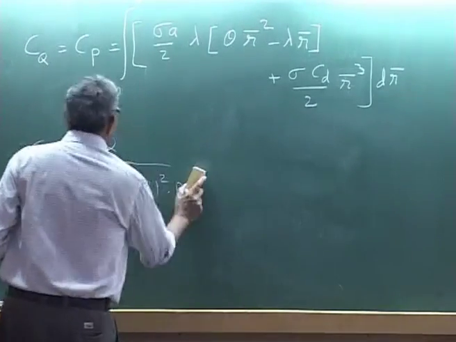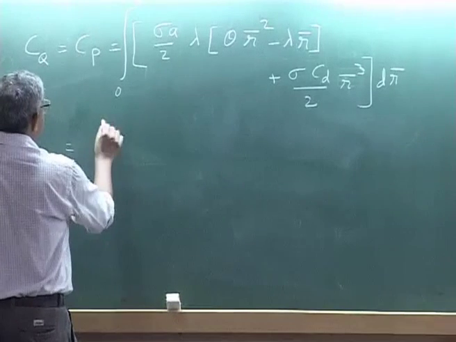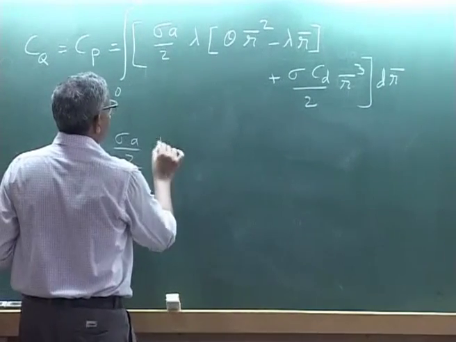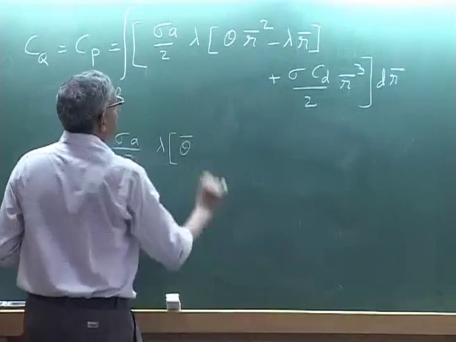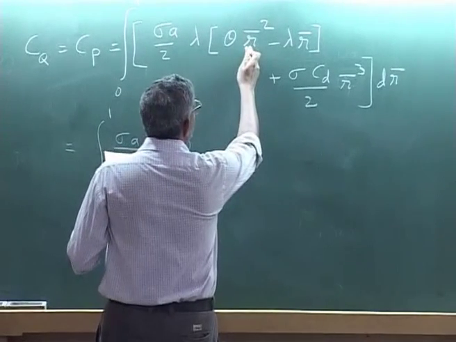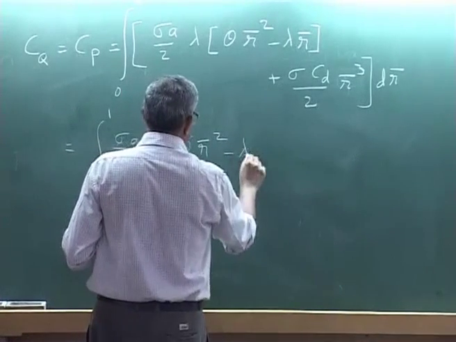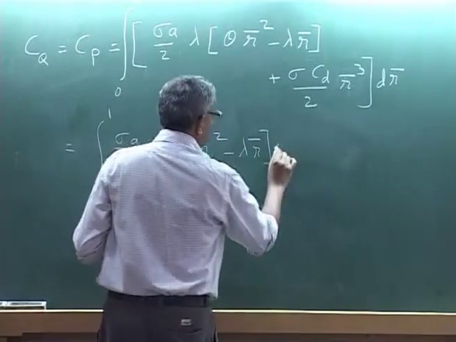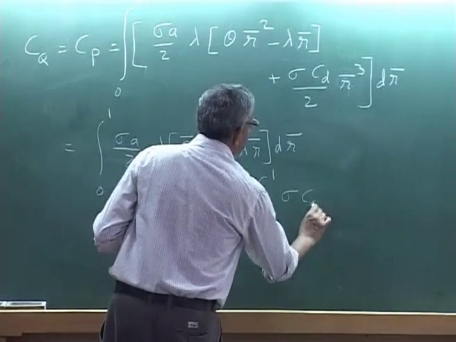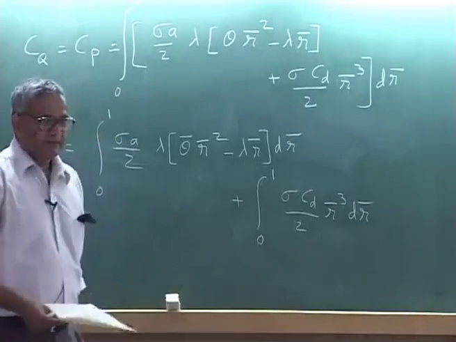Now, if you split this term into two parts, this is one term, this is another term. If I write this, it will be 0 to 1 sigma a over 2, lambda, theta. Okay. We had one, what is that? We have to take an r bar square minus lambda r bar into d r bar, plus 0 to 1 sigma Cd over 2 r bar cube d r bar. Okay. Oh, sorry.